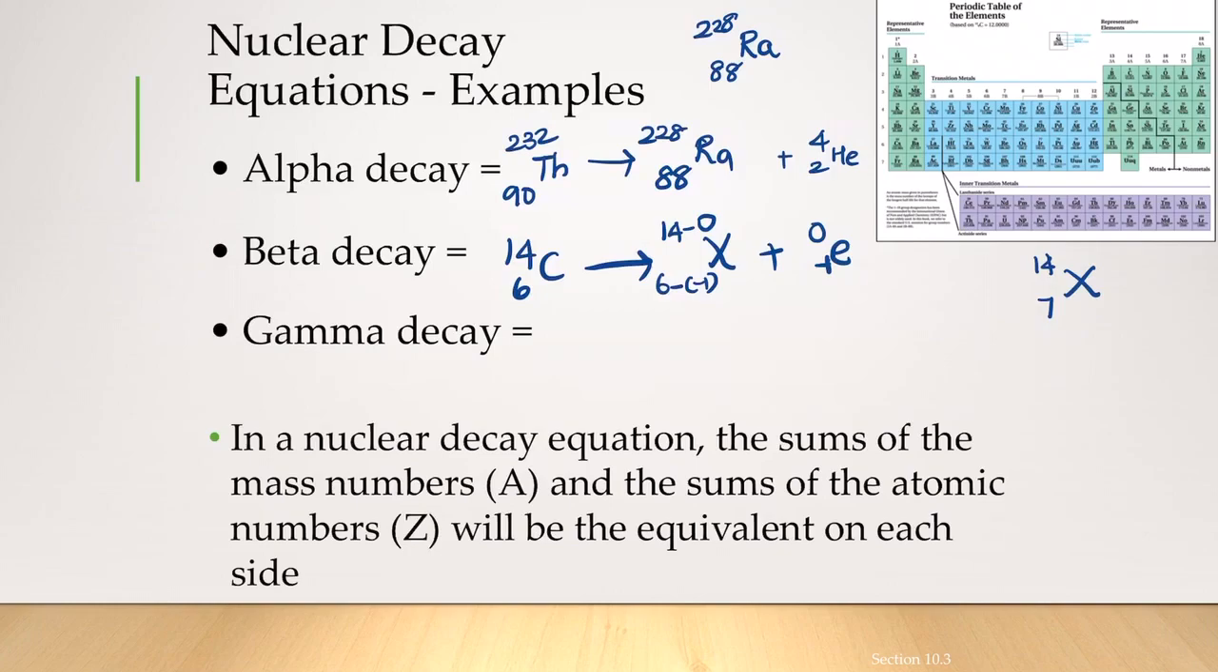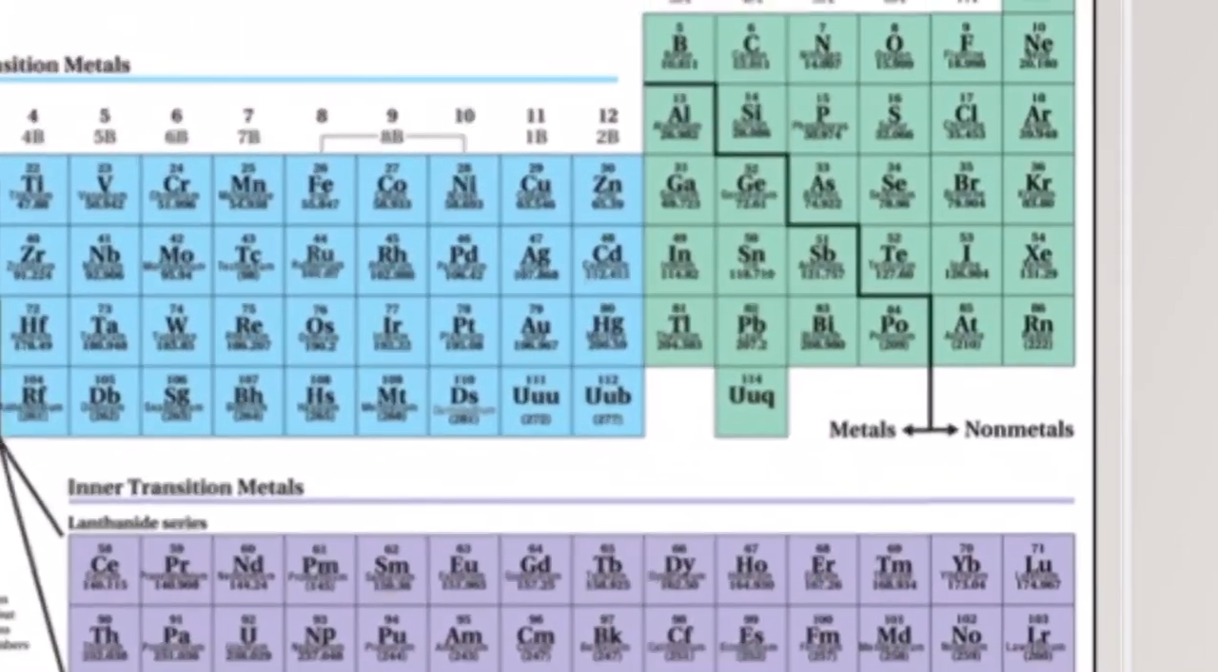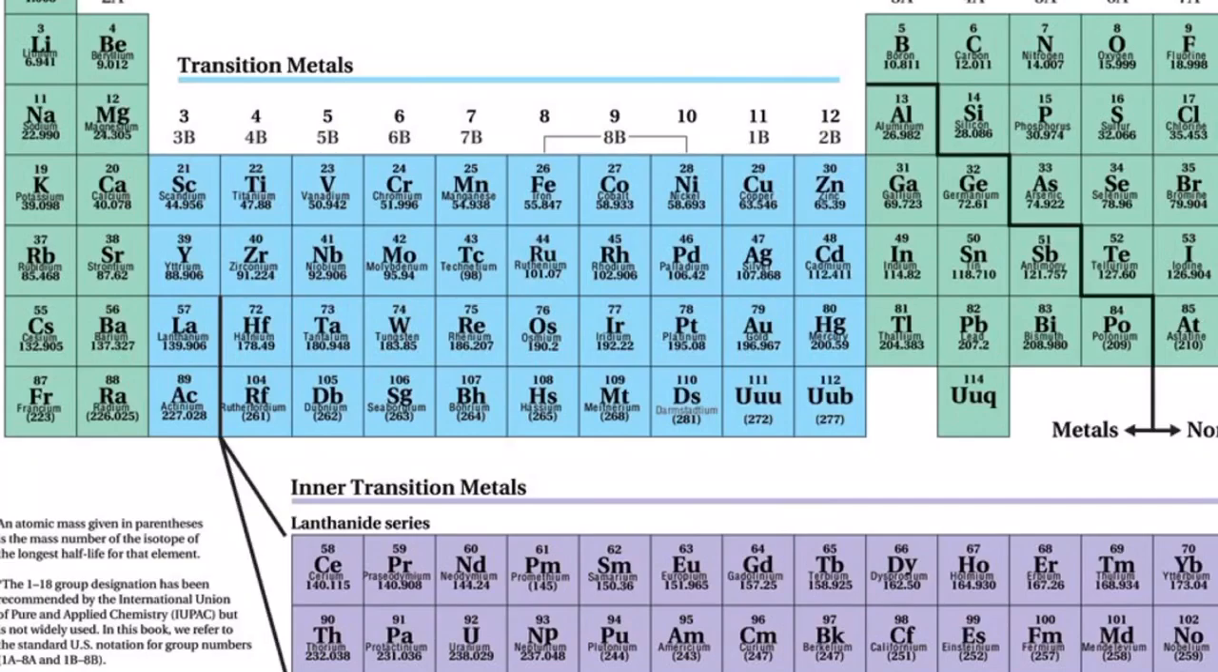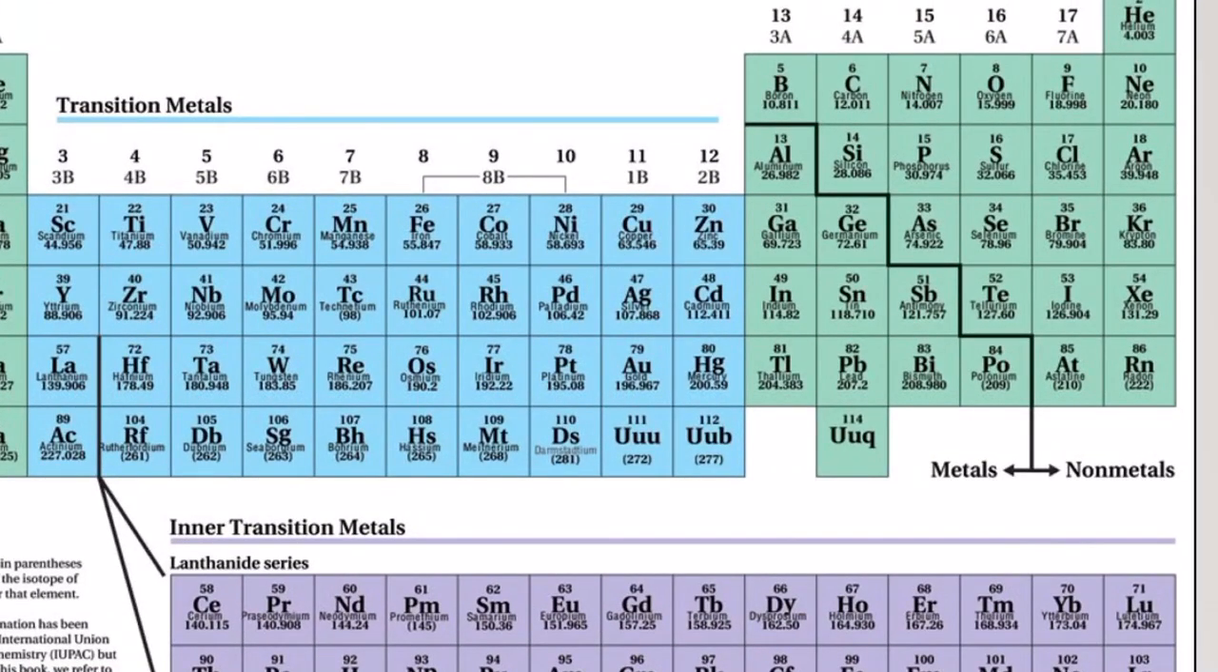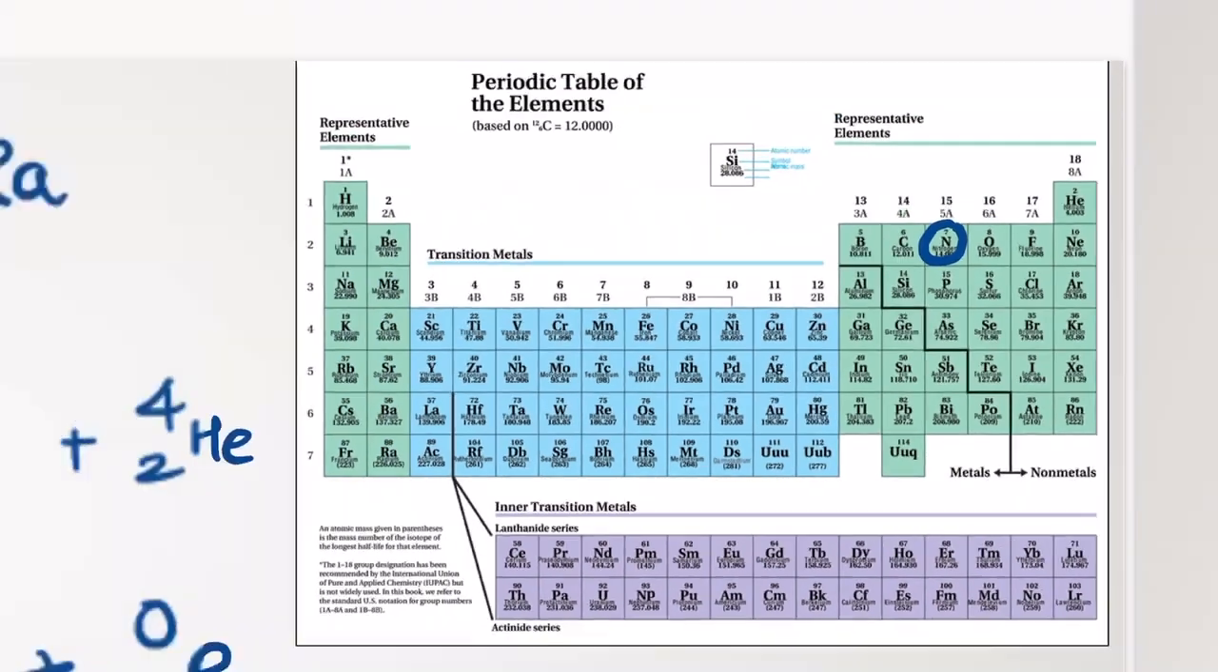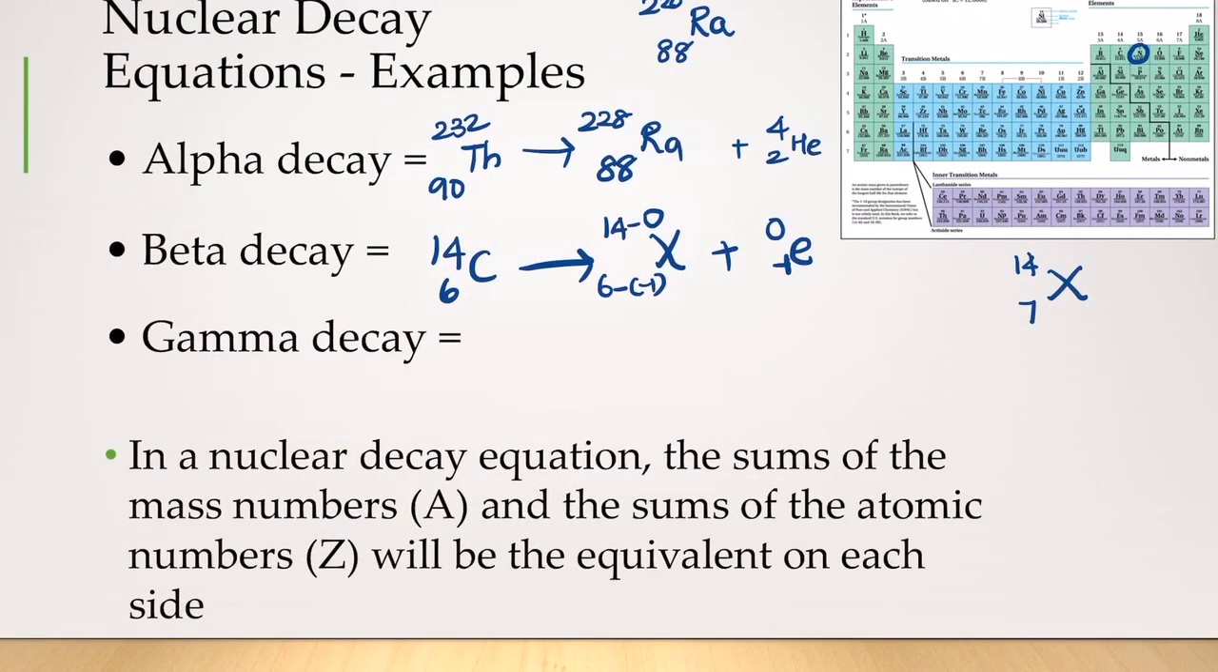And now what is this atom which has an atomic number of 7? So here is the periodic table, and you're going to find the atom which has atomic number 7. So that would be nitrogen. So you replace the X with nitrogen, and you put that in the equation. So that would be nitrogen 14, 7. So this would be the complete equation for beta decay.